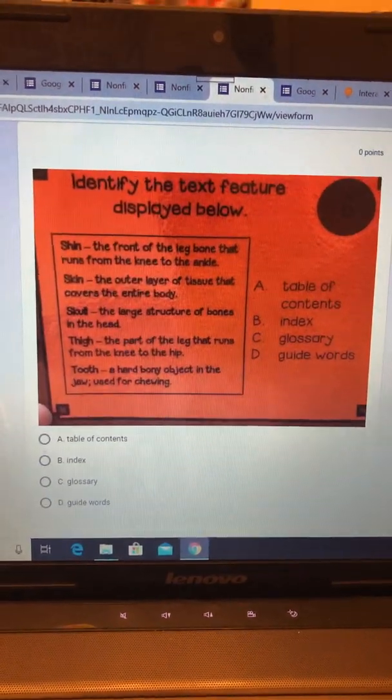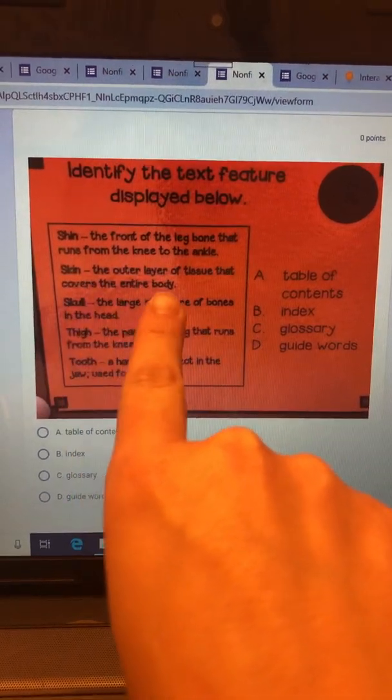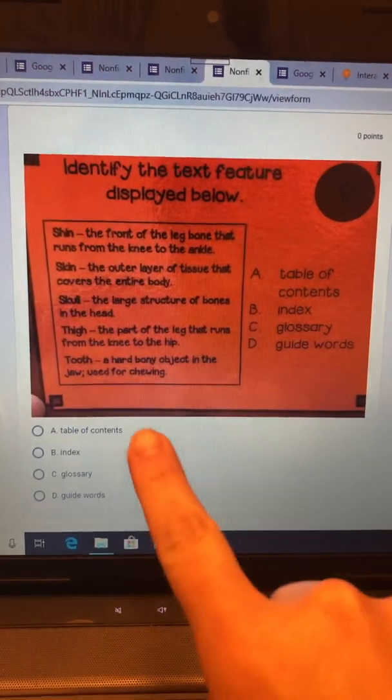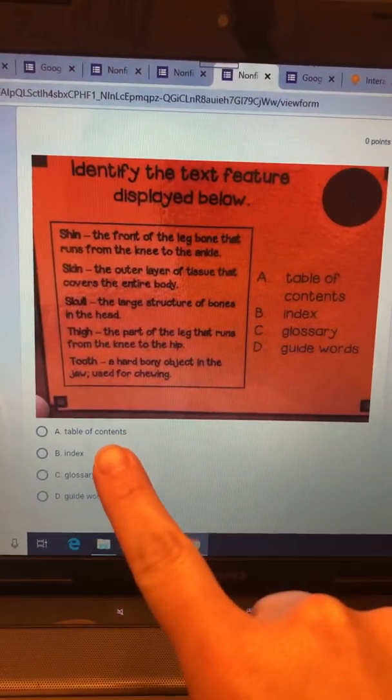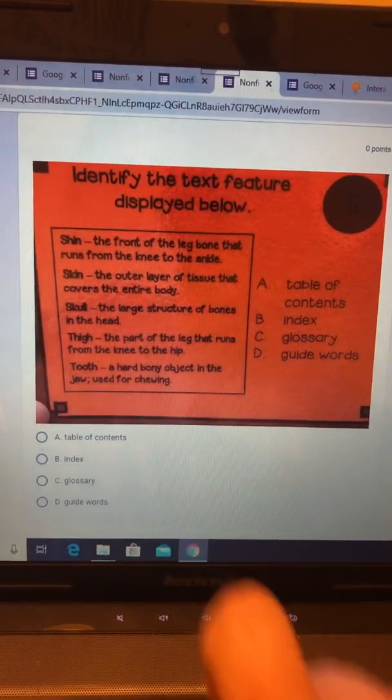All right, and here I see some words and the definition of the words, what they mean. So what is this an example of? Is this a table of contents, an index, a glossary, or guide words?